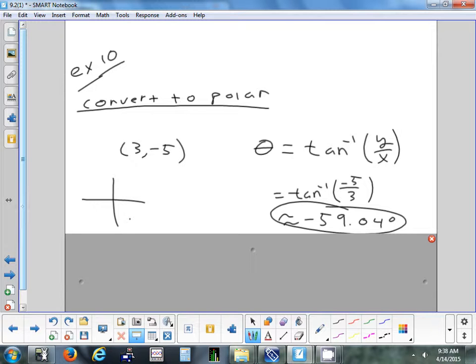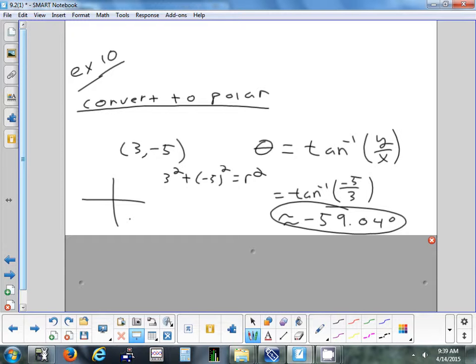Okay, first step. So now we got our angle. And that makes sense because we're in quadrant 4. If you go negative 59 degrees, it's a little bit more than halfway towards the negative part of the y-axis. So that's good. Okay, and last thing we need is our radius. So use your Pythagorean theorem. X squared plus y squared equals r squared.